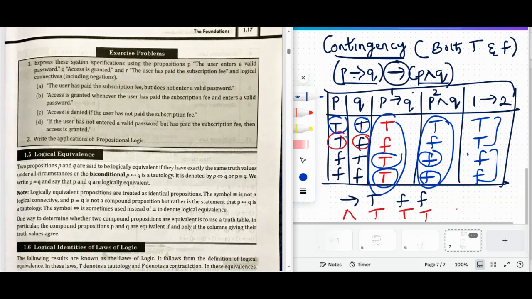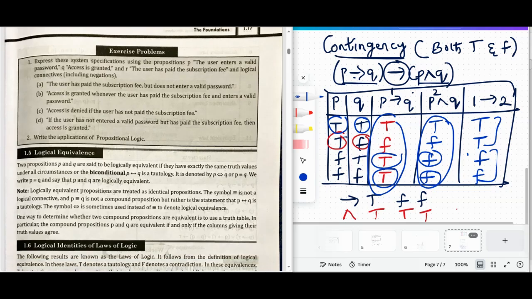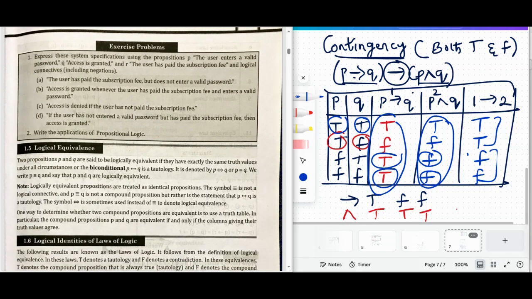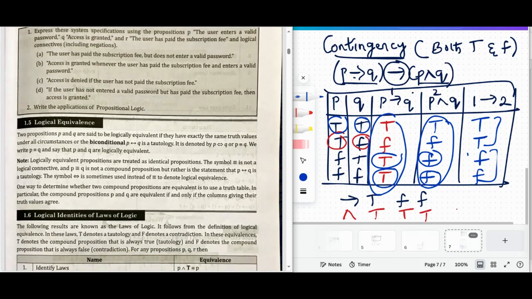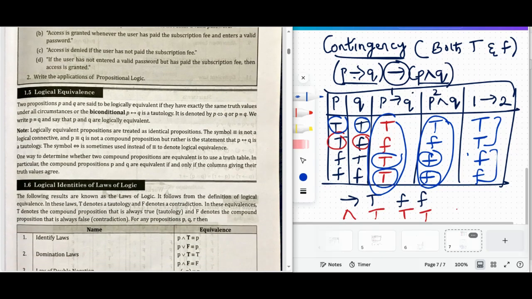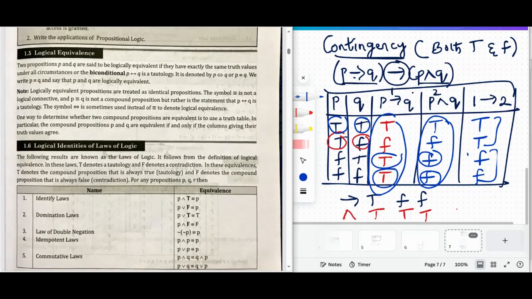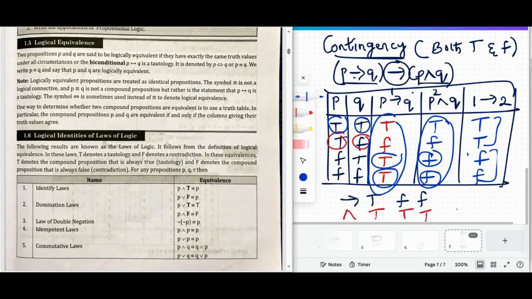Now you have example exercise problems. Again, do them as homework and check. If you are not able to do any, you can message me or reply to me, so that if possible I'll solve the problems and send them in my next video.